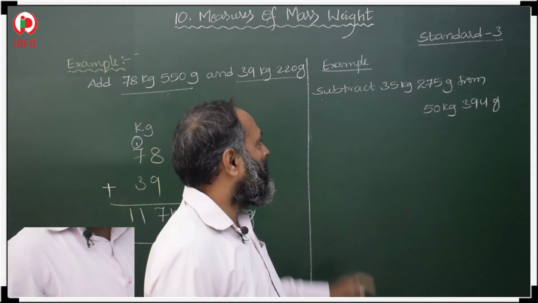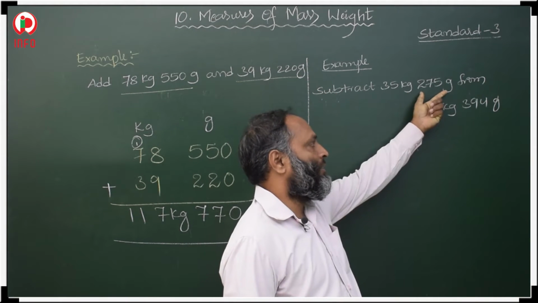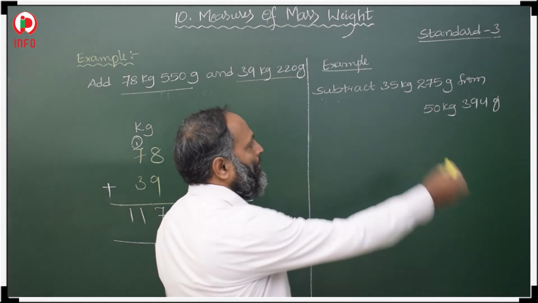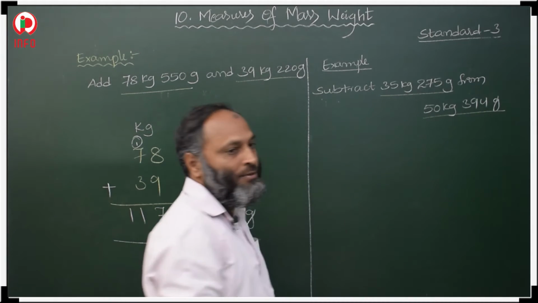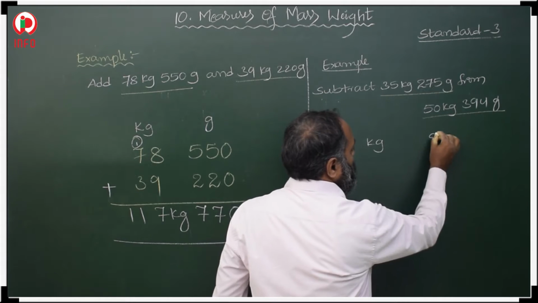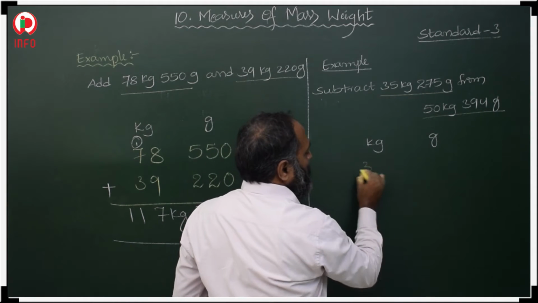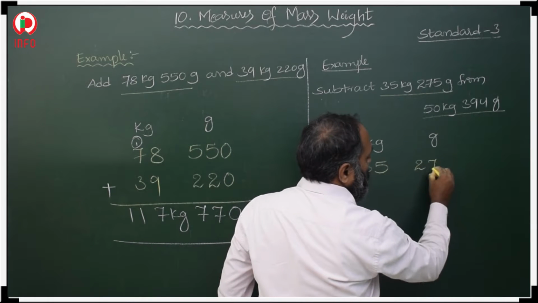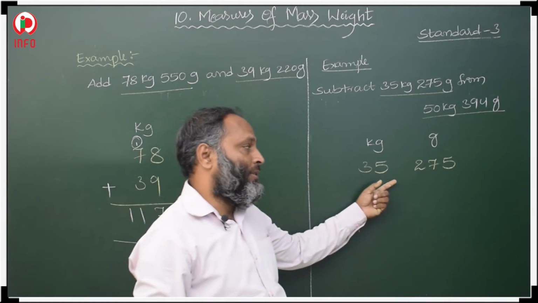Now the second example: subtract 35 kgs 275 grams from 50 kg 394 grams. Here the combination of kilograms and grams is given. So first we write kilograms, then grams. How many kilograms are there? 35 kilograms. And how many grams? 275 grams.